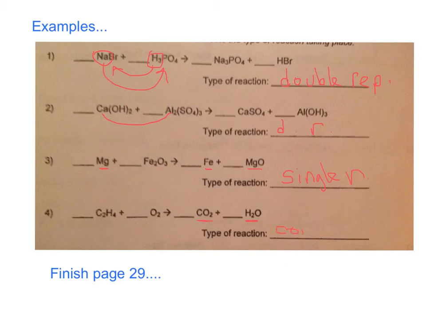Me too. And then you'll have more practice with this when you finish page 29. In fact, what we'd like you to do is after you watch this video, finish that just for some practice. You can balance them if you want, although if you feel like you've mastered the balancing, I don't need you to do that. What we would like you to do is focus on identifying the types of reactions that you're looking at. But make sure to finish page 29 for class tomorrow. That way we can kind of hit the ground running. All right, have a good night.